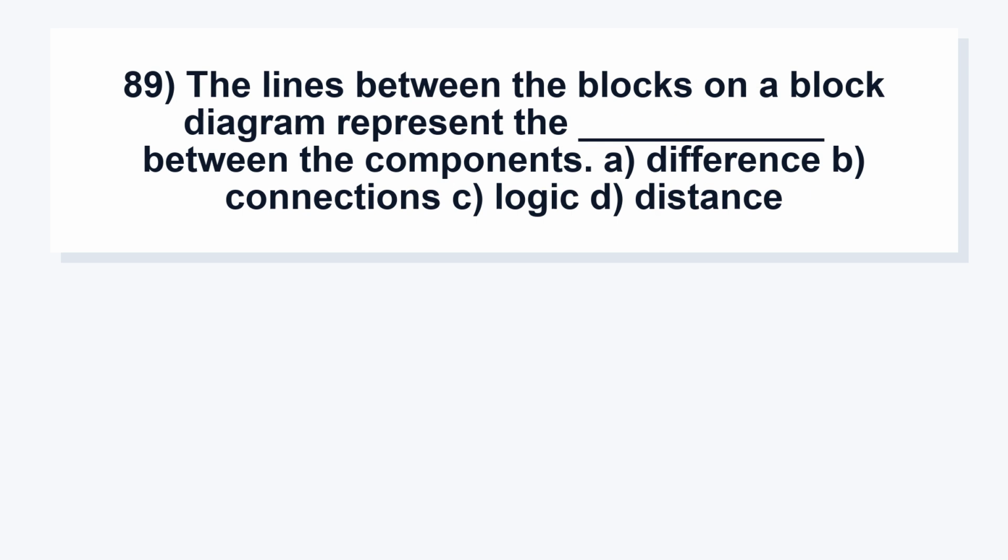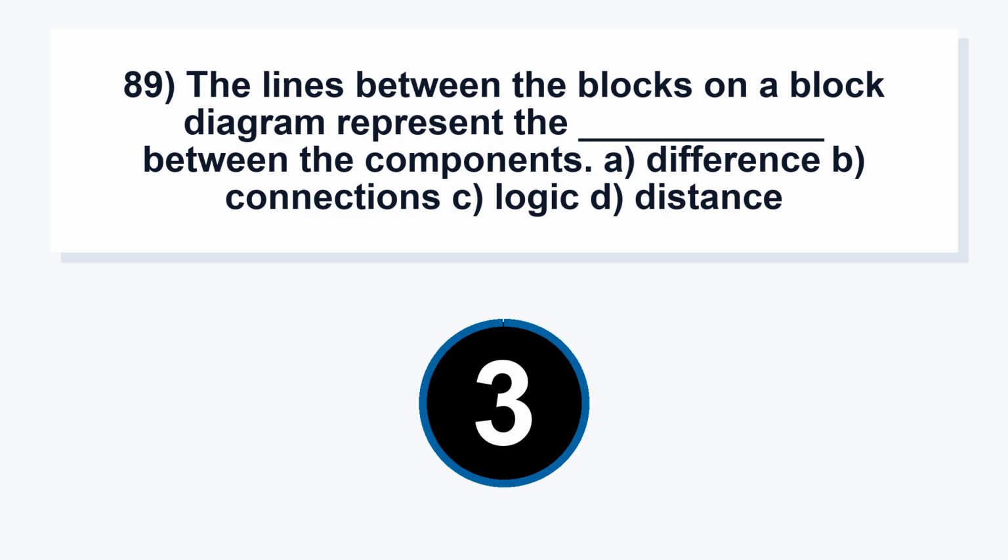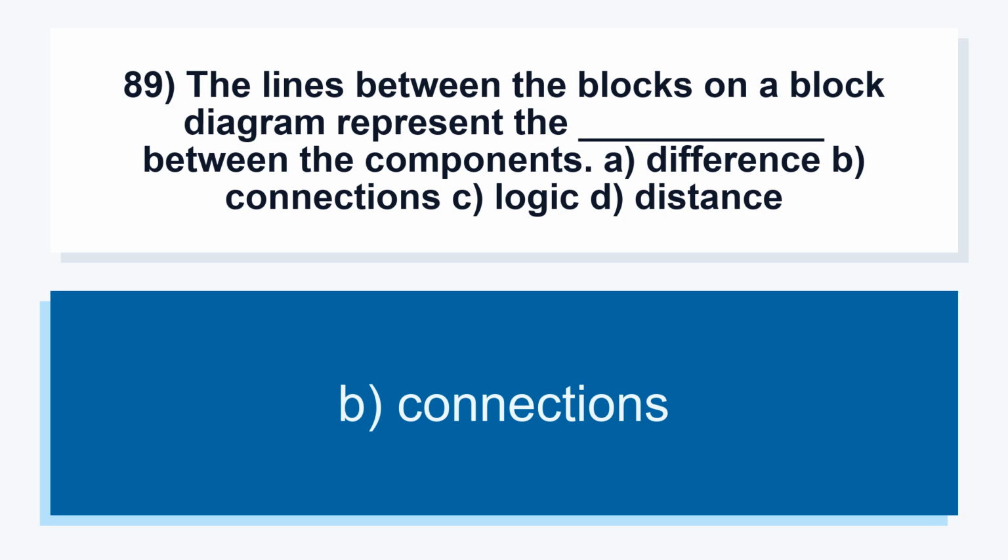89. The lines between the blocks on a block diagram represent the blank between the components. A. Difference. B. Connection. C. Logic. D. Distance. B. Connections.